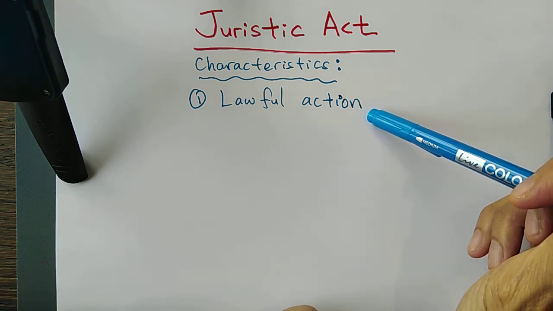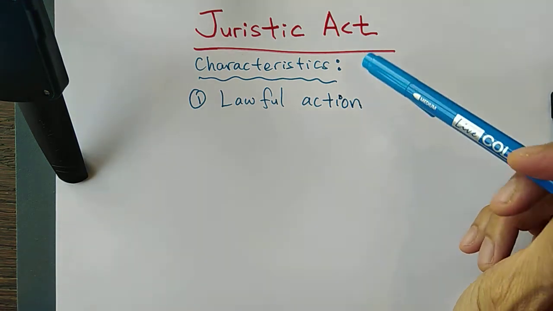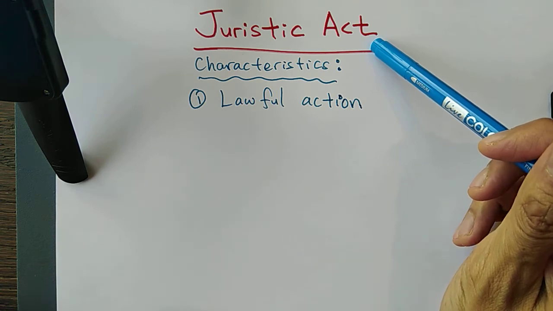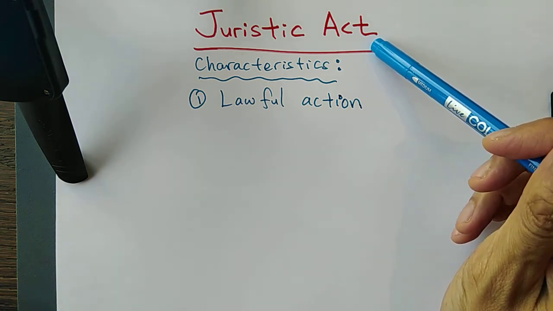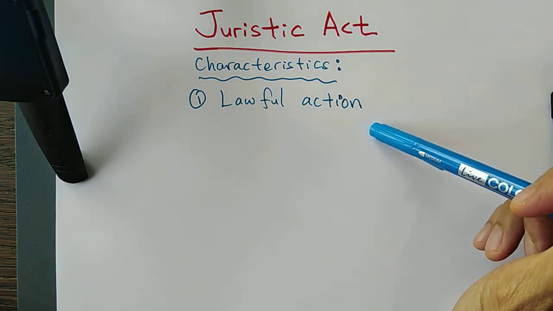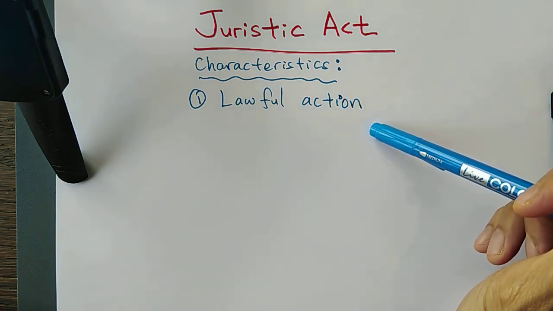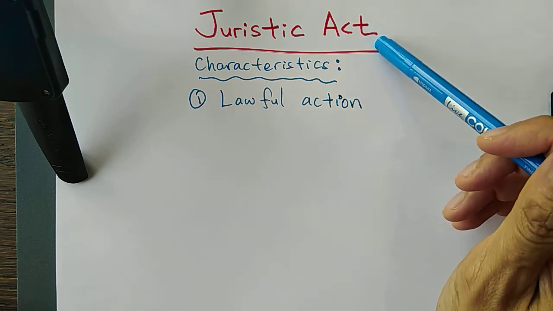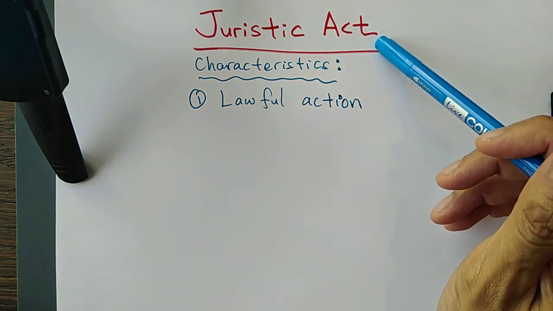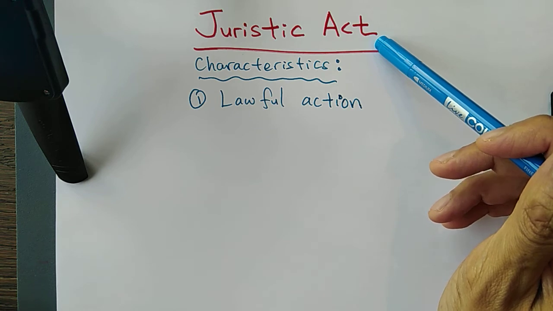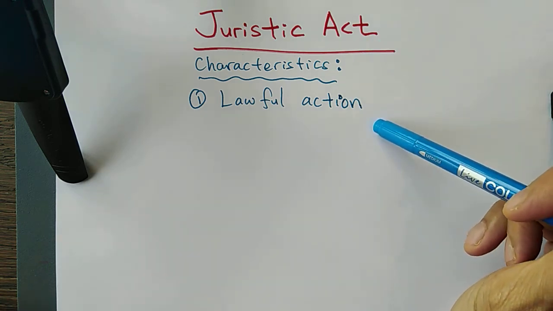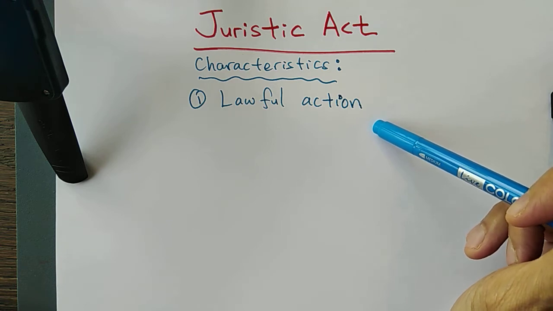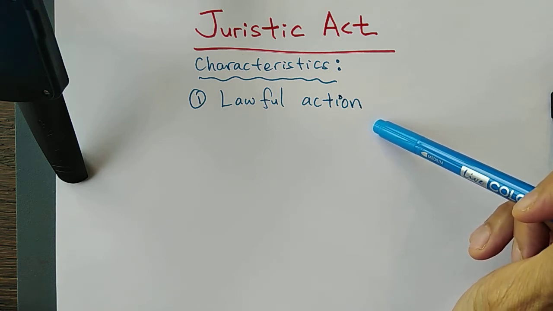A contract is a juristic act. Before you can even think about whether there is a breach of contract or not, or even before you can think about is there a contract or not, there's a fundamental question to be asked. Is the action a juristic act in the first place? If it's an action that is unlawful, there is no juristic action at all. You don't even have to talk about anything else.